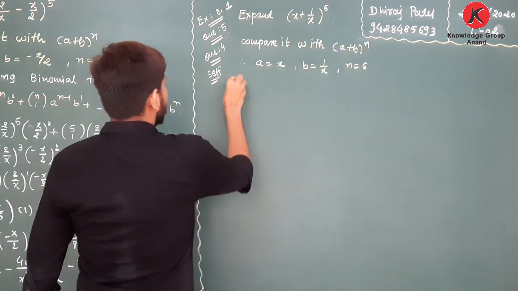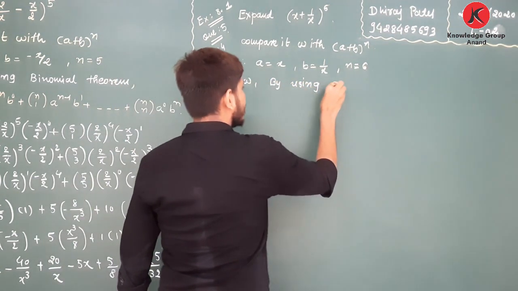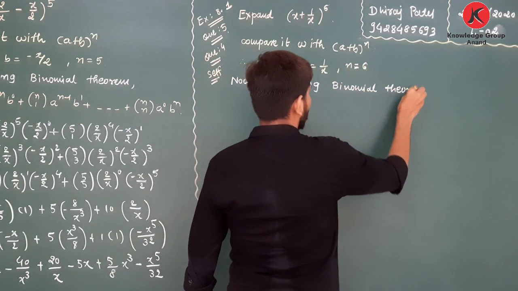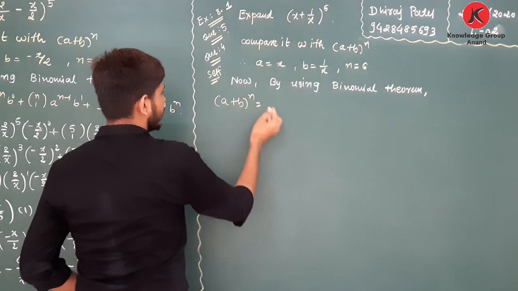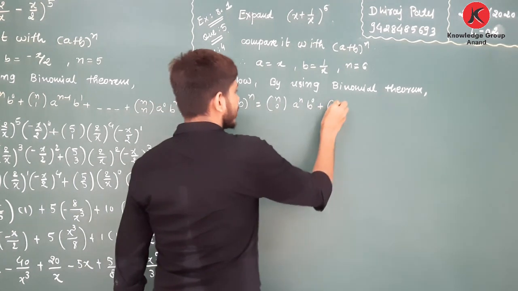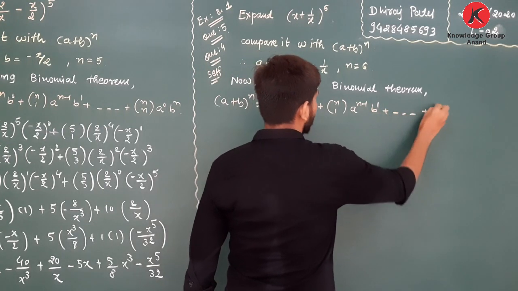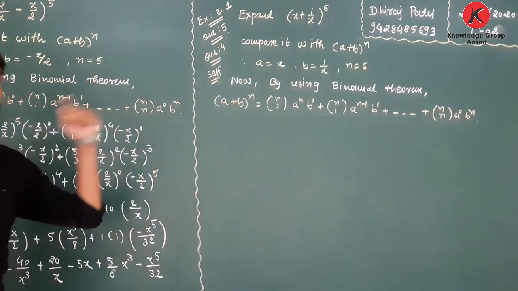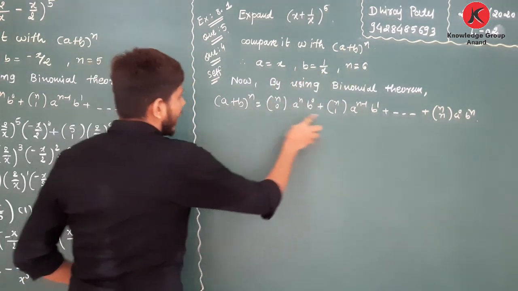Now, by using binomial theorem, first of all, write down the binomial theorem. What is binomial theorem? (a plus b) raised to n is equal to nC0 a raised to n b raised to 0 plus nC1 a raised to n minus 1 b raised to 1 plus up to nCn a raised to 0 b raised to n, and directly write down the last term here. Okay, now put the value of a, b and n in the binomial theorem.